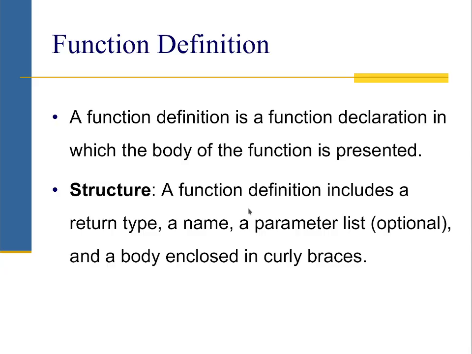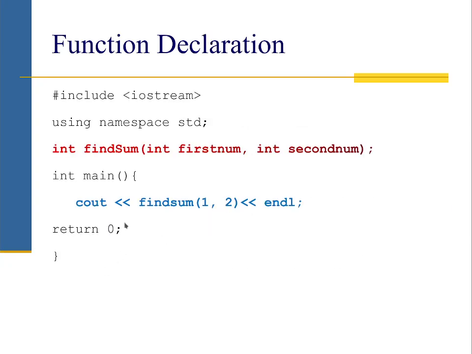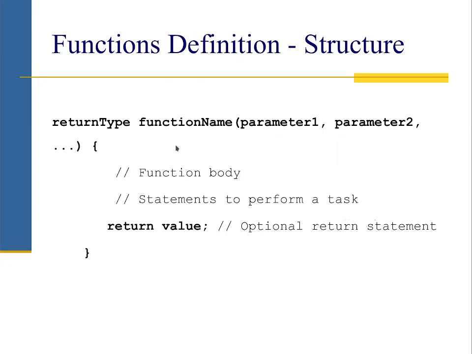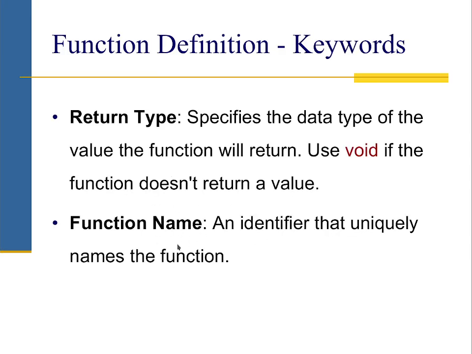And a function definition is a function declaration in which the body of the function is presented. The structure: a function definition includes a return type, the name, and the parameter list, which is optional, and the body enclosed in curly braces, just like this. So, our return type, our function name, and now parameters. And with this, you include whatever you want the function to do. This is the function body and the statement to perform a task. And this is the return value, and it's optional too.